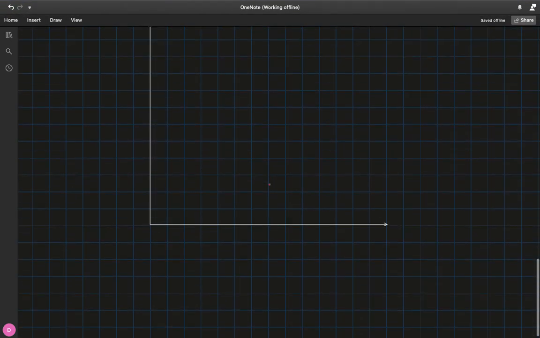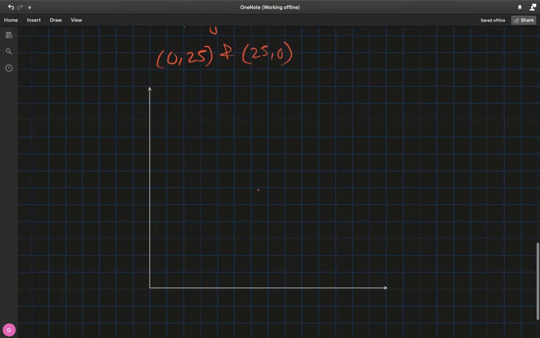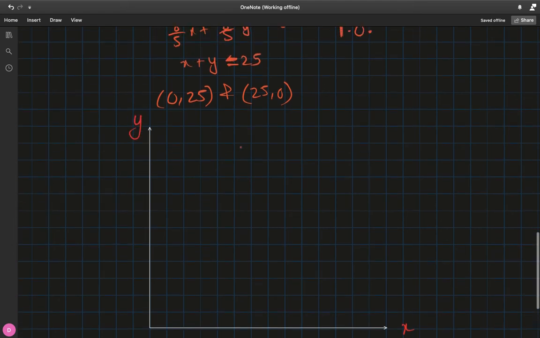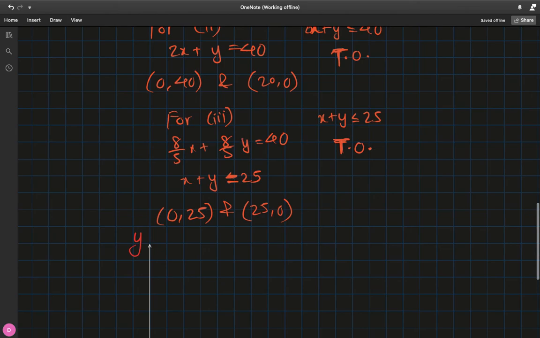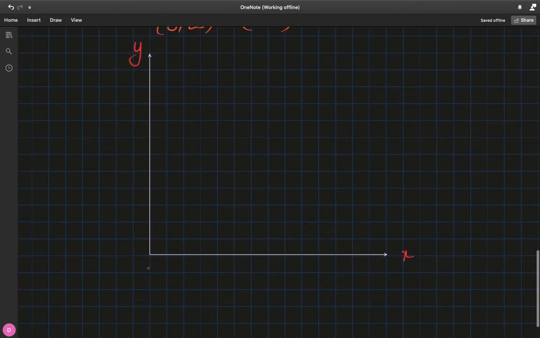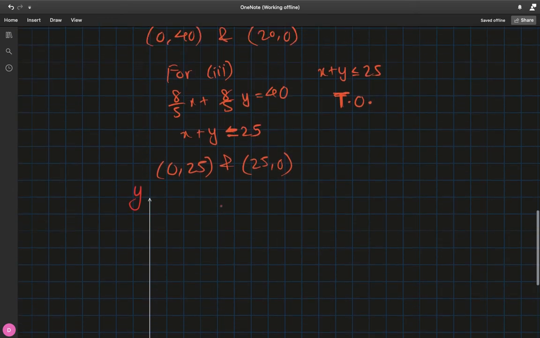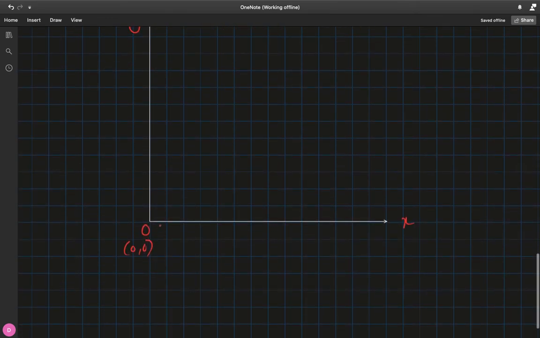Okay, so tada, I've drawn the first quadrant here successfully. Call this the x-axis, this the y-axis, and now let's label them. Call this the origin. We start at 0, 0, and let's take divisions of 5, because if you look at these points, multiples of 5 would really help.